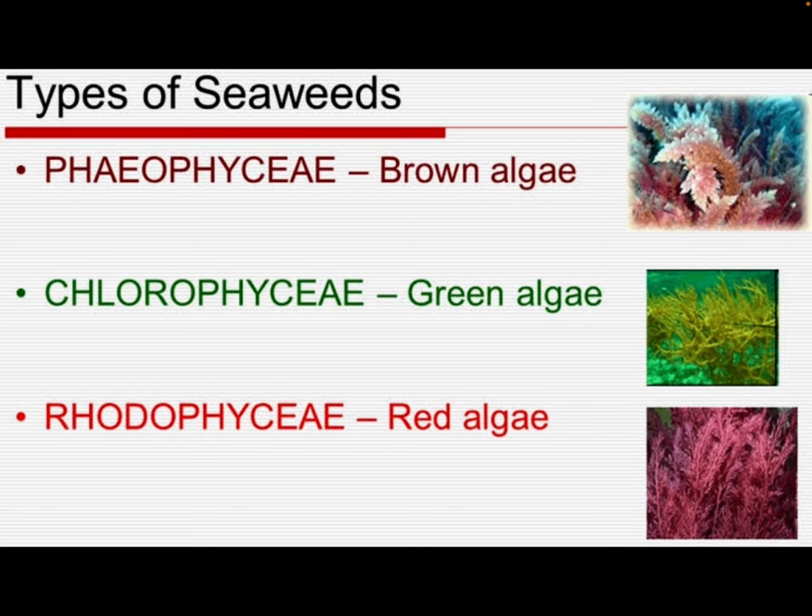Yeah, one more thing, I guess I missed this when I was doing brown algae. The stored food there is laminarin and mannitol, and here it is Floridean starch.